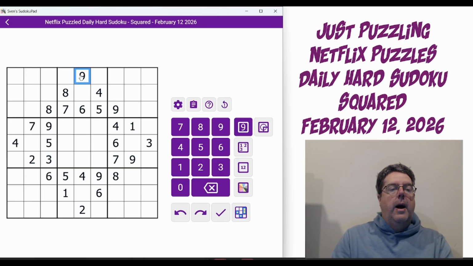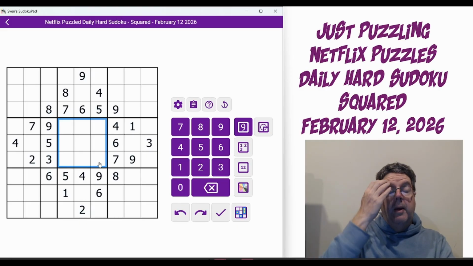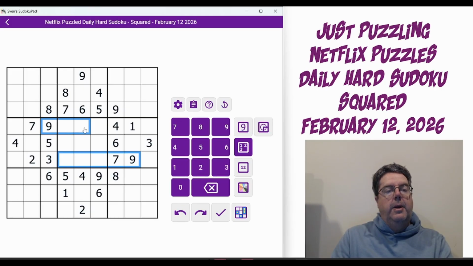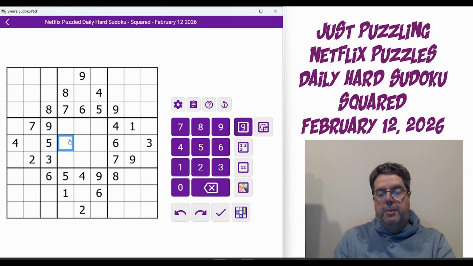Alright, there are 9 columns, 9 rows, and 9 boxes in a Sudoku. In each of the rows, columns, and boxes, we need the unique numbers 1 through 9. Basically, it's finding the intersection point of the rows, columns, and boxes. So in this box here, where's the 9? Well, the 9 can't be in this row, can't be in this row, can't be in this column, and can't be in this column. So the 9 is going to be here.